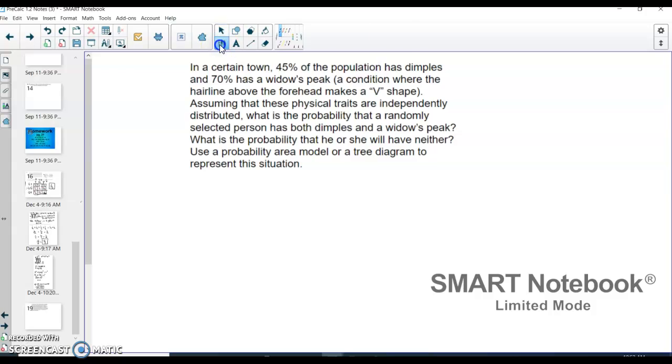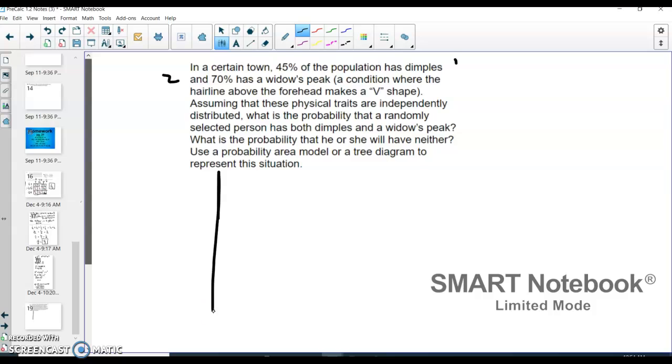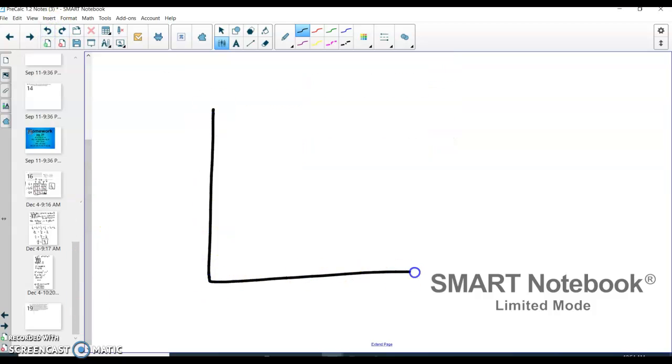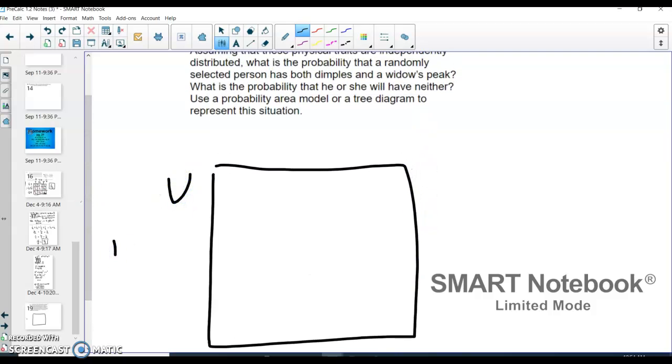And so we're going to either use a probability area model or a tree diagram. I think I'm going to use an area model here. It's a little tricky one. There are two events happening here. The first event is a yes or a no to having dimples, and then the second event is a yes or no to having a widow's peak. So using my area model down here, we have event 1 being yes or no to having dimples.